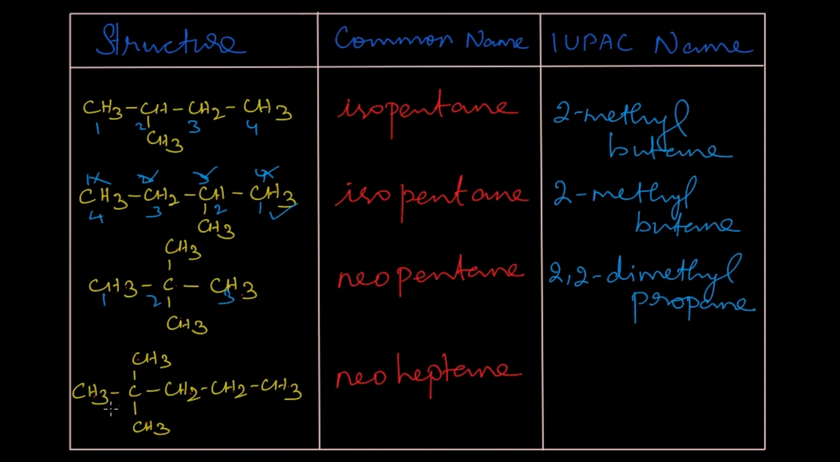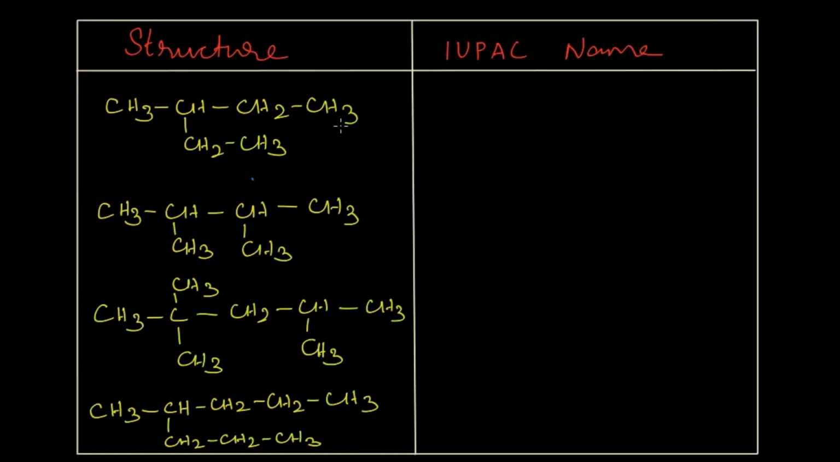And for this compound, 1, 2, 3, 4, 5. In the second carbon, 2 methyl groups are attached. So the same way, 2, 2 dimethyl. How many carbons are there in straight chain? There are 5 carbons. So 2, 2 dimethyl pent, and the functional group is single bond. So the suffix should be ane, pentane. 2, 2 dimethyl pentane. For these compounds, only IUPAC name is enough.